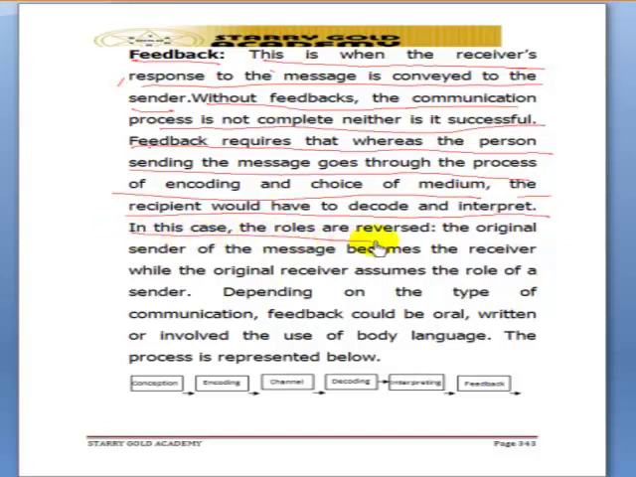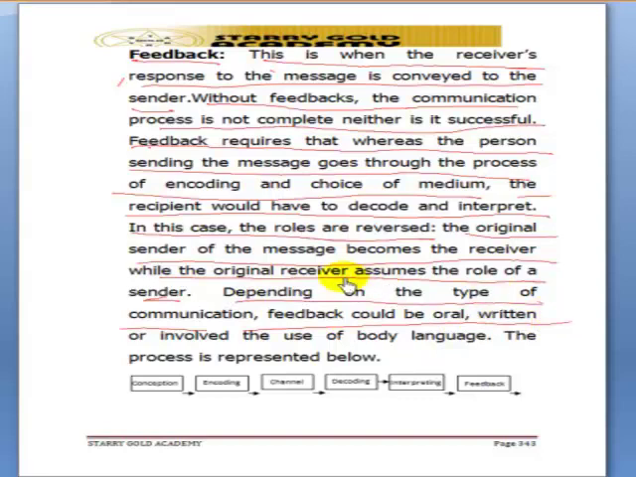In this case, the roles are reversed. Yes, the original sender of the message becomes the receiver, while the original receiver assumes the role of a sender, depending on the type of communication. Feedback will be oral, written, or involve the use of body language. The process is interpreted just below.